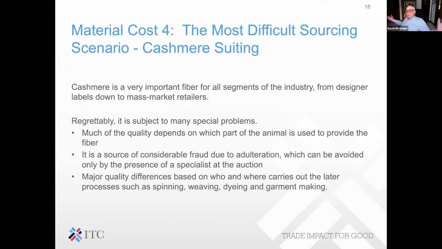Finally, the world's most difficult material sourcing problem. Cashmere is just a horrible product for the people who have to do it. You have to really know about cashmere. It's like silk fiber. And a lot of it, you have to know what part of the animal the fiber comes from. There is a tremendous amount of adulteration, and the only way you're going to tell whether the fiber is adulterated is by DNA testing. And much of it depends not just on the fiber, but what you do with it.